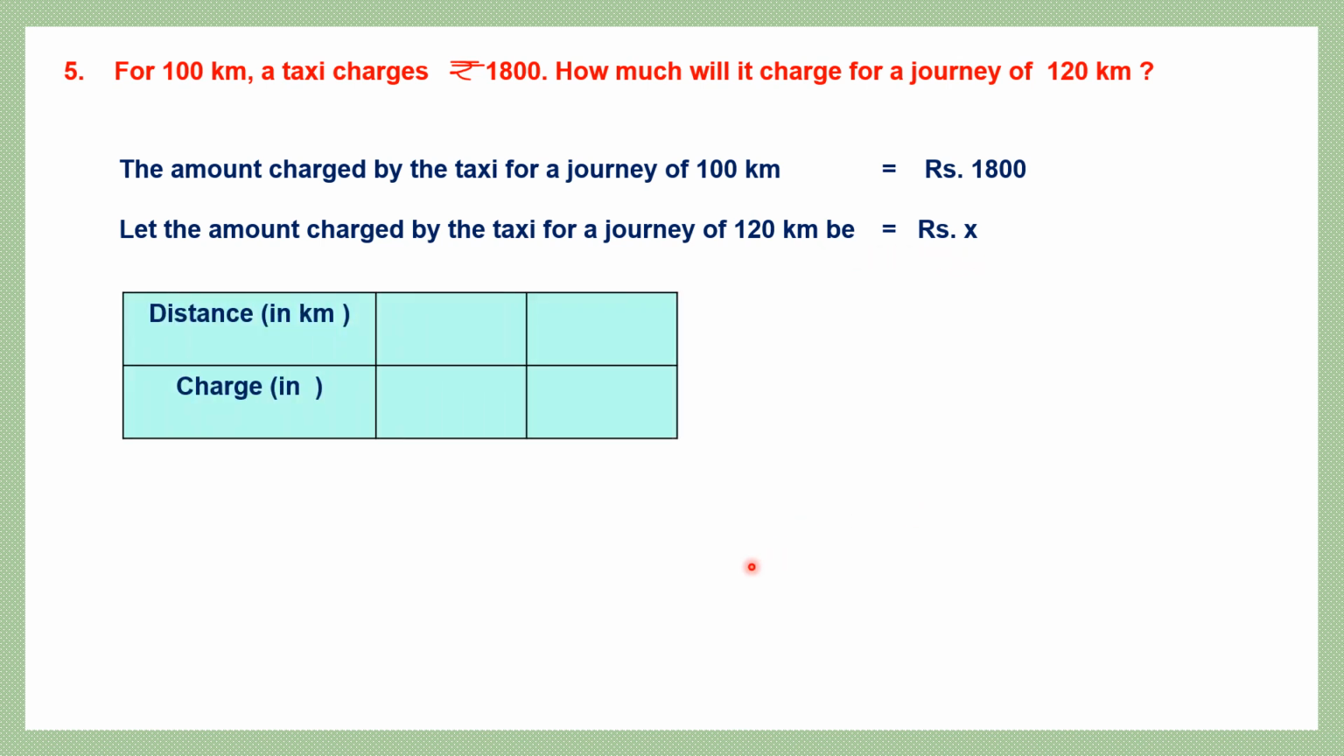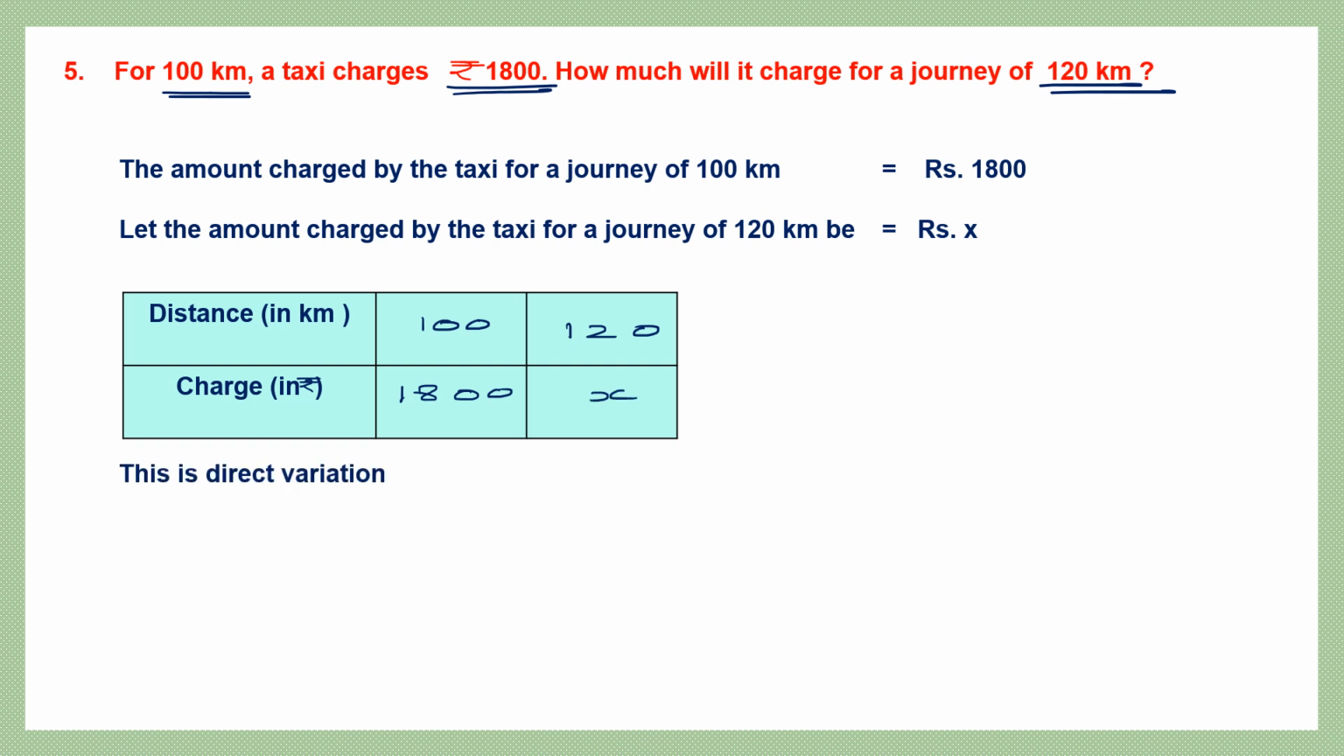So let's get a table ready. So here we have distance in kilometer and charge in rupees. So we can write that charge in rupees. So distance in kilometer, now here it's written 100 kilometers. So let's write that 100 kilometers. It is 1,800 rupees, 1,800. Now 120 kilometers, so 120, we don't know, so let this be x. Now this is direct variation. So we can write 100 by 1,800 is equal to 120 by x.